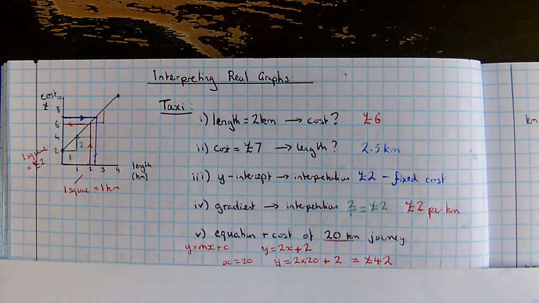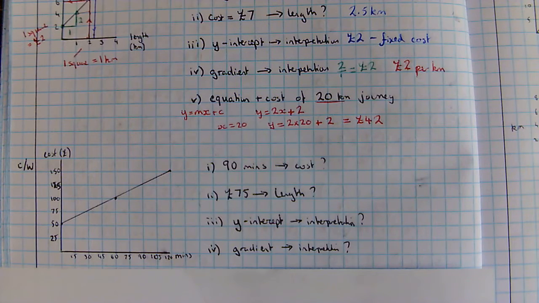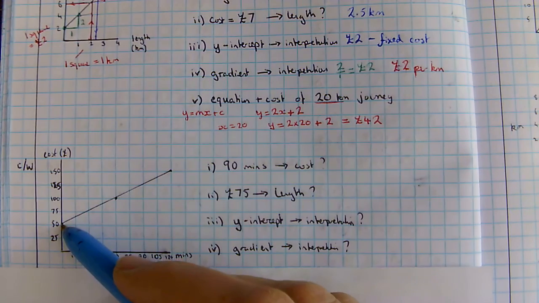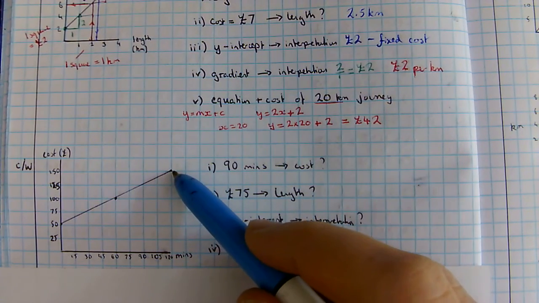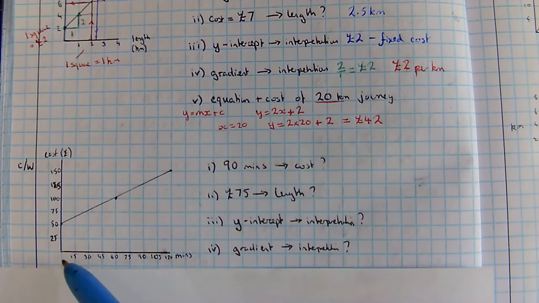Alright, pause the video now while you take down that worked example, and when you're ready, press unpause to have a go at the question yourself. This is the graph of the cost of getting a repairman to come and do a repair job in your house. It goes from £50 at 0 minutes, and at 120 minutes it goes up to £150. Each of those small squares is 15 minutes. What I'd like you to do is have a go at finding answers to these 4 questions.